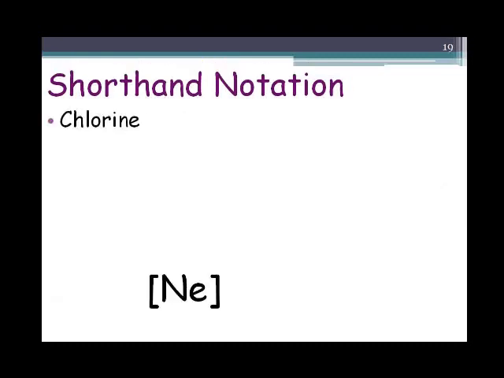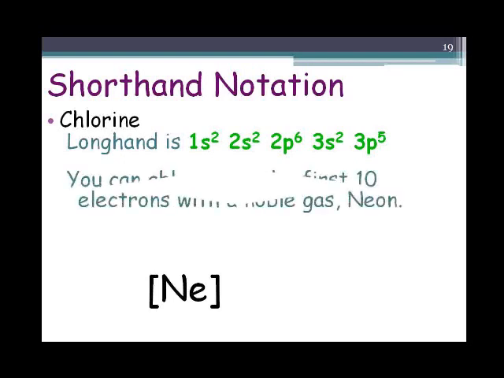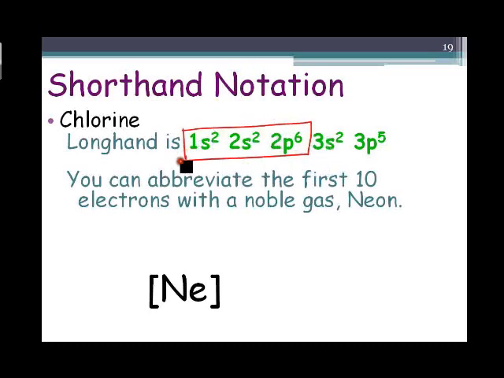So let's look. Chlorine. Longhand, chlorine's electron configuration is 1s2, 2s2, 2p6, 3s2, 3p5. We can abbreviate the first 10 electrons with the noble gas neon, because this is the electron configuration for neon. So we replace these 3 with neon, and then continue the configuration. 3s2, 3p5.